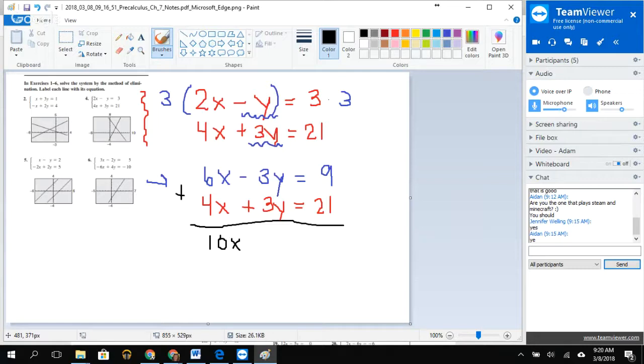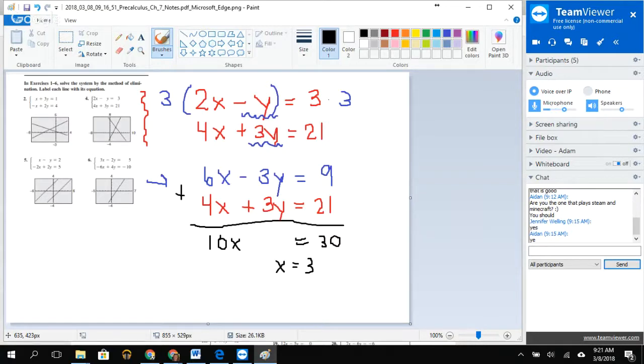Negative 3y plus positive 3y is 0y, right? And 21 plus 9 is 30. And I get x equals 3. I was pretty close with my squinty eyes on there, right? So I've added the equations together to eliminate one variable, and I've solved the resulting equation.